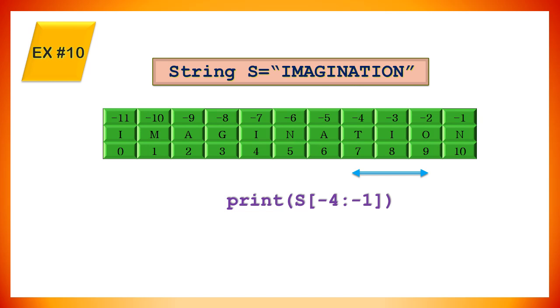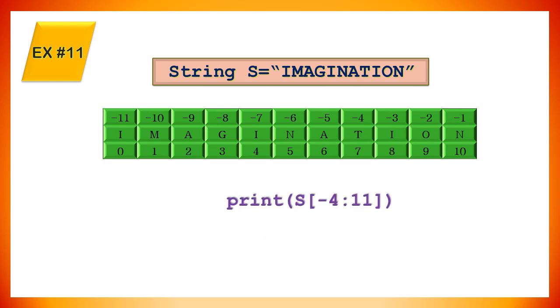And if we think of it in another way, ending index is minus 1. So minus 1 minus 1 will be minus 2. So from minus 4 to minus 2 indexes will be generated. So the characters TIO will be selected and they will be returned as the output.